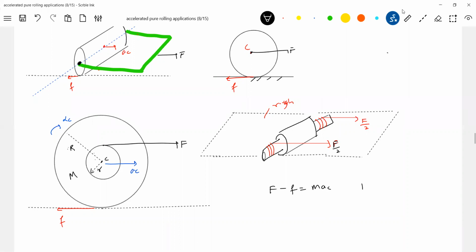Then the torque equation: F into small r, clockwise. Then F into capital R, this is also clockwise, equal to I_C alpha_C. For pure rolling, what is the condition? A_C should be equal to R alpha_C. This condition is the acceleration of this point. From that, I'll write A_C equal to R alpha_C. Solving this, we'll get the required answer.